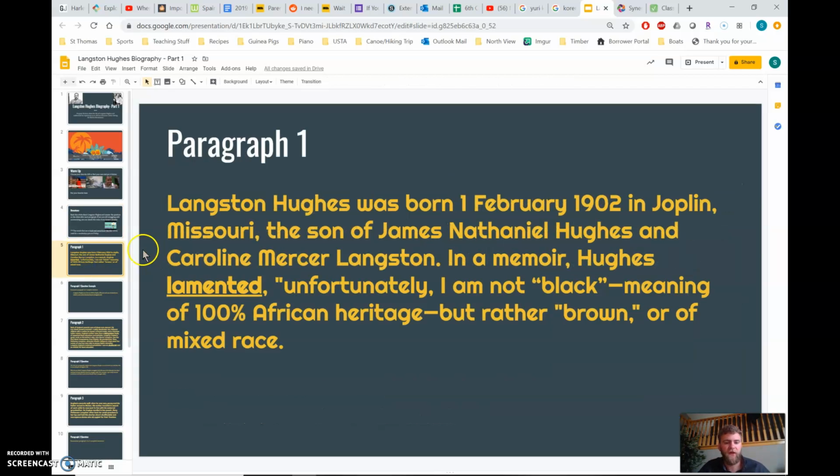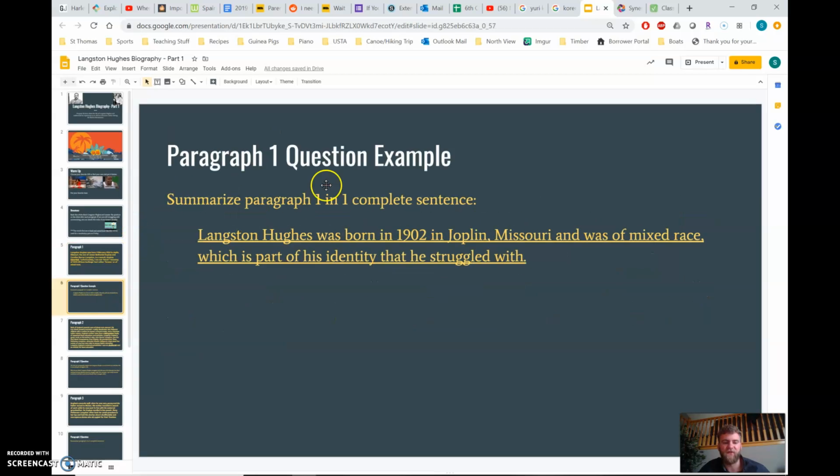All right, paragraph 1. Langston Hughes was born 1st of February 1902 in Joplin, Missouri, the son of James Nathaniel Hughes and Carolyn Mercer Langston. In a memoir, Hughes lamented, "Unfortunately, I am not black, meaning of 100% African heritage, but rather brown or of mixed race."